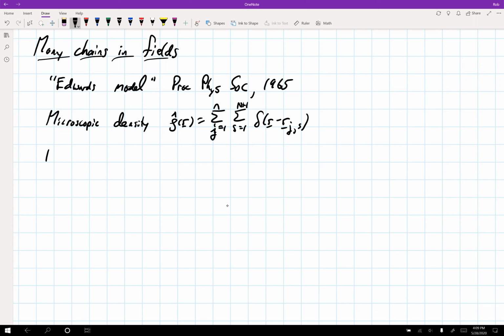Then we have our non-bonded potential, and it's the simplest possible, very crude non-bonded potential that we can work with, and that's the delta function.